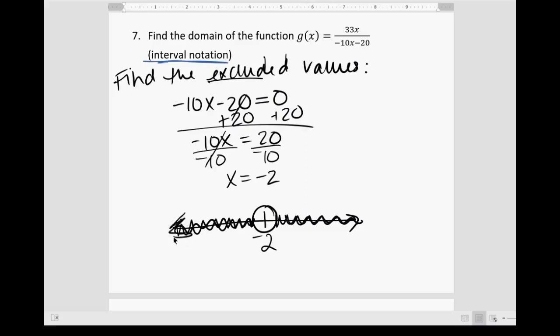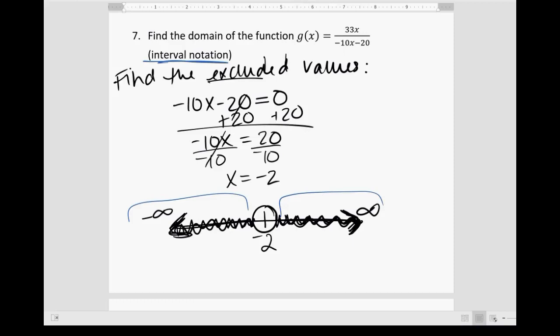On the number line, remember that the very left side of the line with the arrow represents negative infinity, and the very right side represents positive infinity. It's going on and on forever both ways. In interval notation, you always write your interval from left to right, so everything on the left should be less than everything on the right. What we have are two different intervals: this one here, and then this one here.